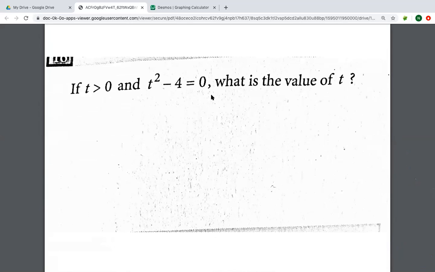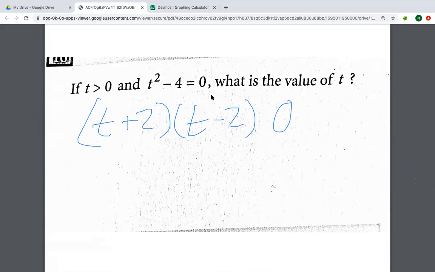Super straightforward. We just have to factor. So I have t plus 2 and t minus 2 equals 0. And that means that I have -2 and 2 as answers, but it only wants the one where t is greater than 0. So 2 is the answer.